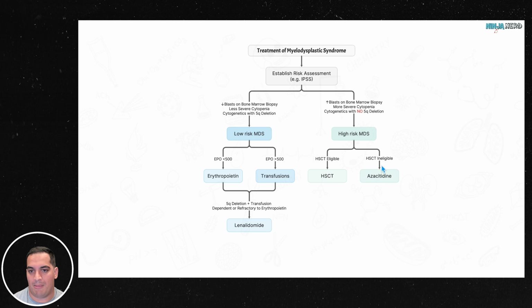So that's what I want you to remember. Low risk with 5q, transfuse, lenalidomide if they become dependent. High risk, can you get the transplant? Yes, cool. If you can't, and they don't have the 5q, azacitidine. That's the way that I want you to think about it. That's the way you could be tested on MDS.